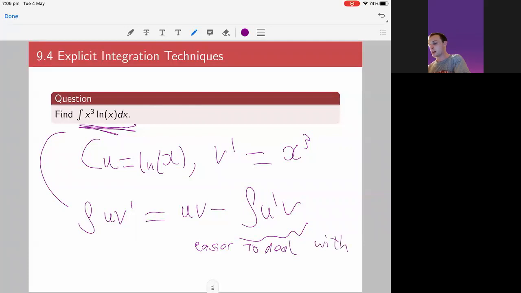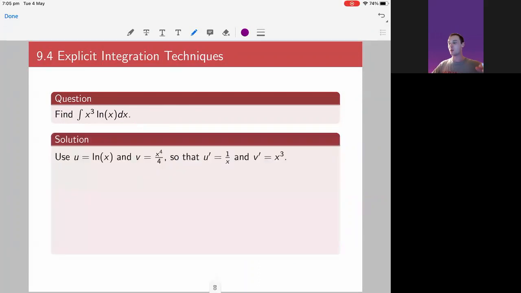Why would that be the case? Well, the derivative of u is just 1 on x, whereas the antiderivative of v dash is just going to be some other polynomial. So what we're going to have is just some polynomial in here, and hopefully we know how to do that. So this is roughly how we want this to go down. Let's set this up a bit more carefully.